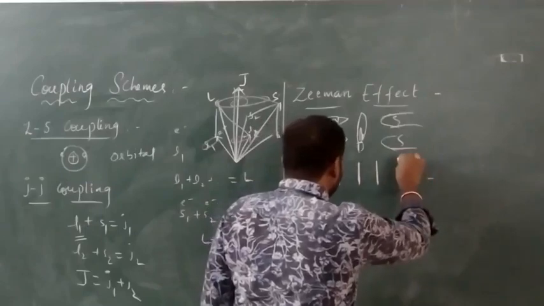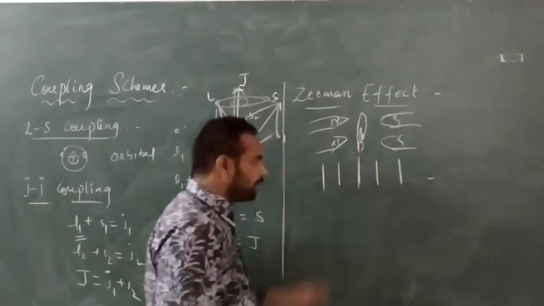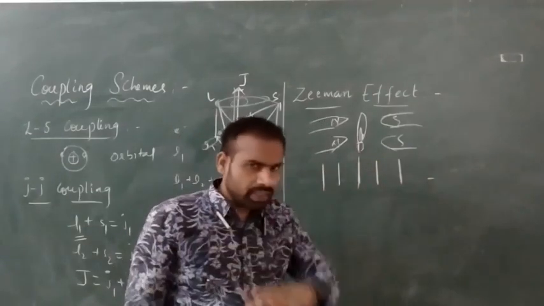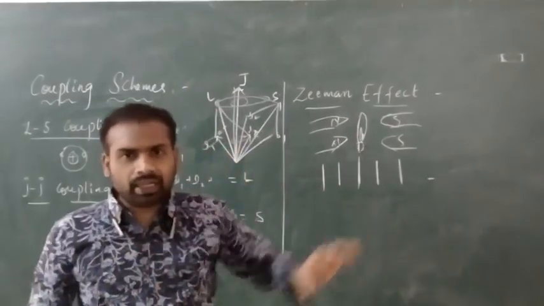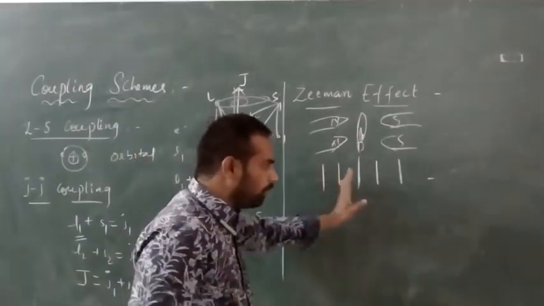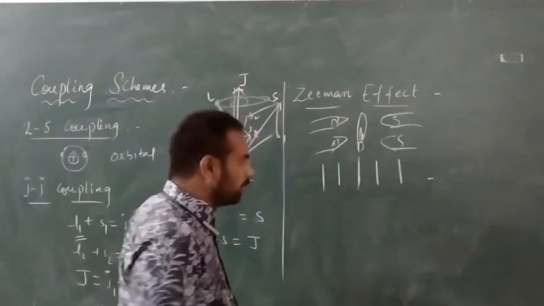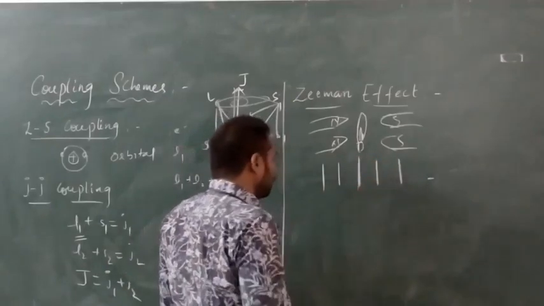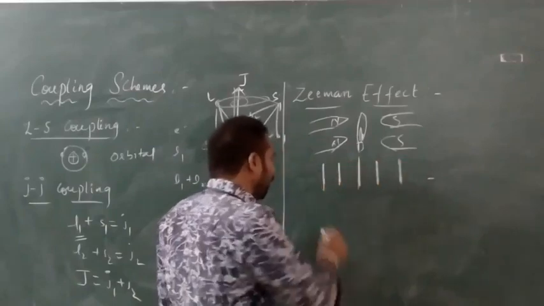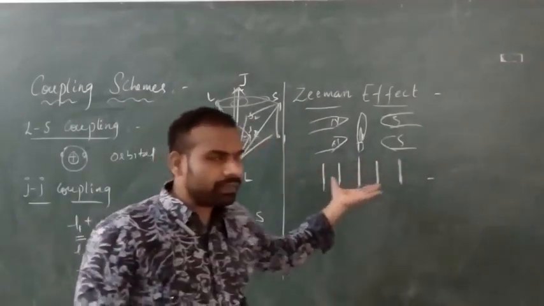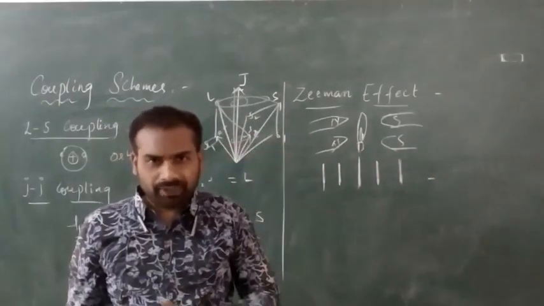The spectral components which are split will be arranged in the order of the original component. This is the original spectral line. Whatever the splitting of this spectral line, it will form more than one component when it is placed in the magnetic field. That is Zeeman effect.